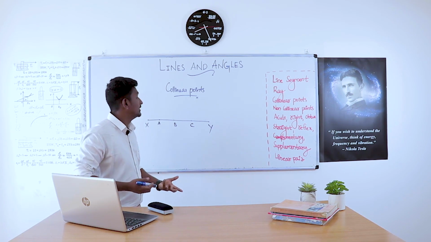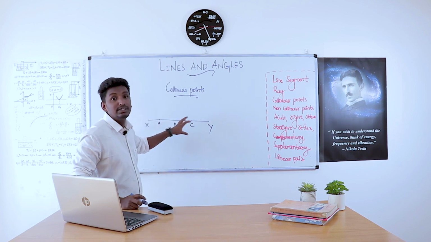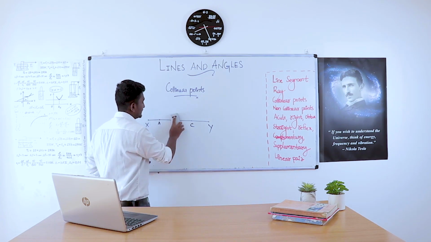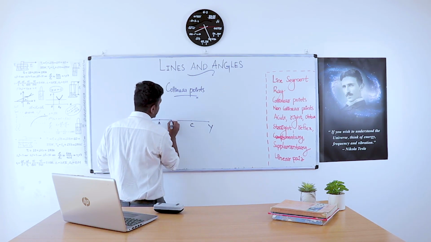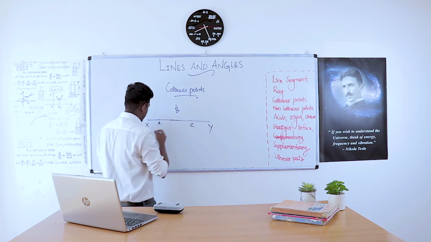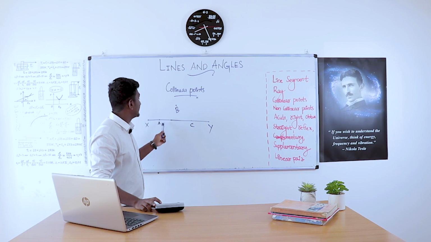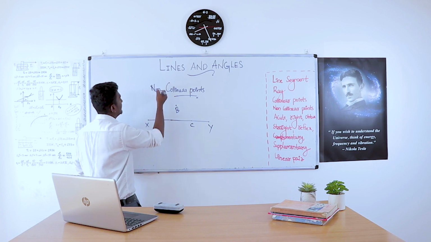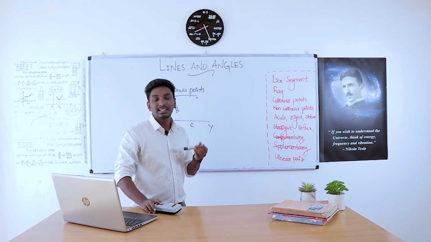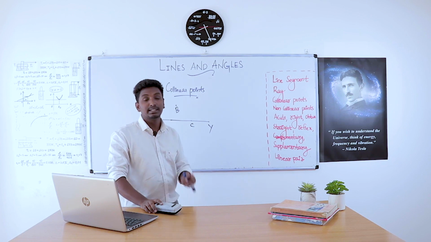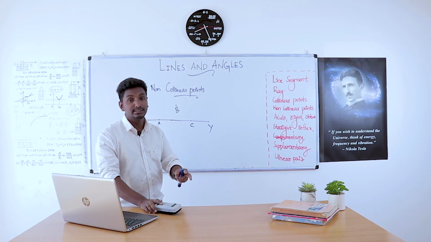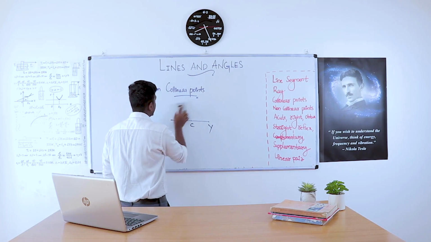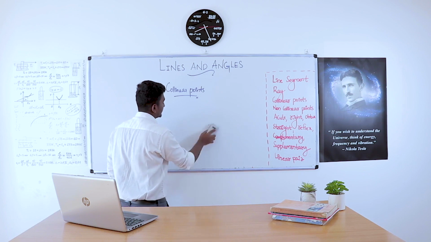Then how will we define collinear points? The points which are on the same line segment are called collinear points. If B is not on the line, it is outside the line, then we can say that A, B and C are not collinear. Then it is known as non-collinear points. If the points under consideration are on the same line segment, then they are collinear points. Otherwise, they are called non-collinear points.